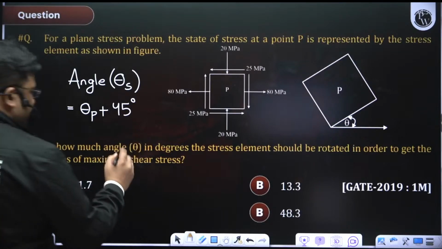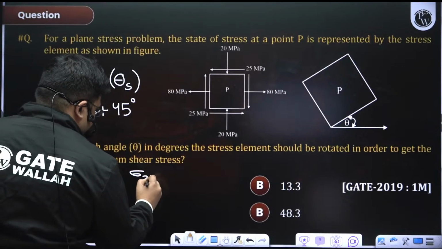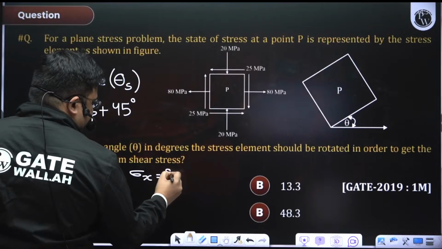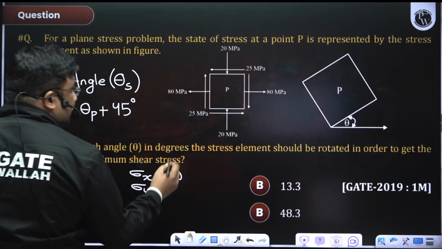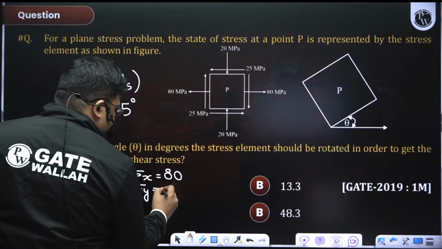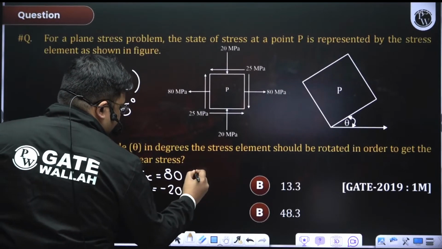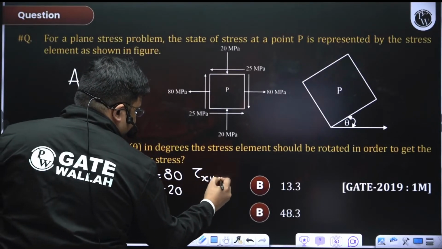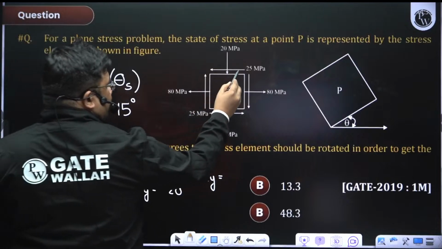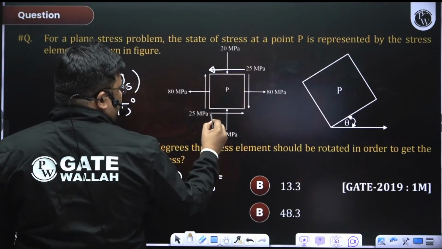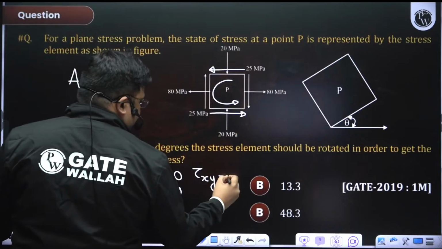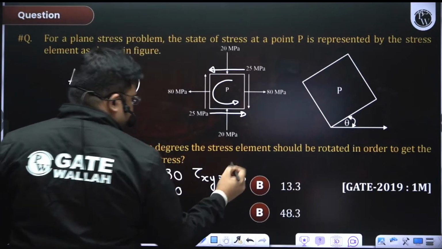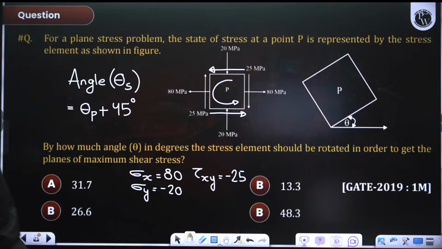You see, sigma x is how much? Sigma x is 80, because it is tensile, right? Sigma y is how much? Sigma y is, you see, it is compressive, so minus 20. And tau xy, if you see, top and bottom is creating anti-clockwise. That means it is also negative. Yes, it is also negative, right?